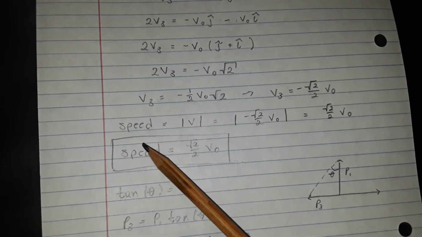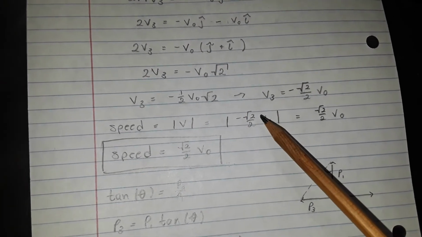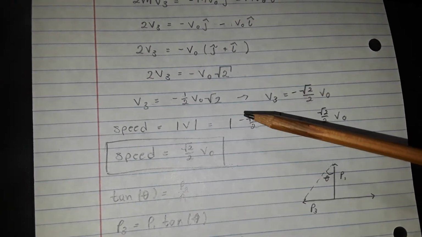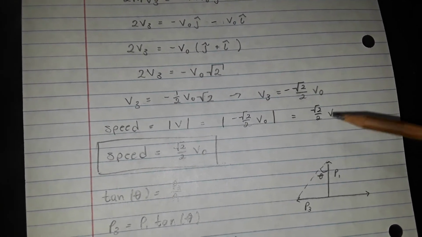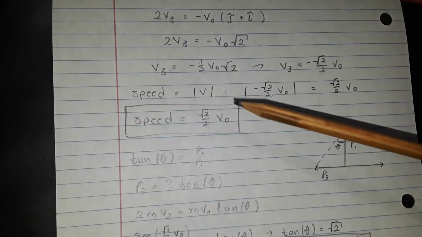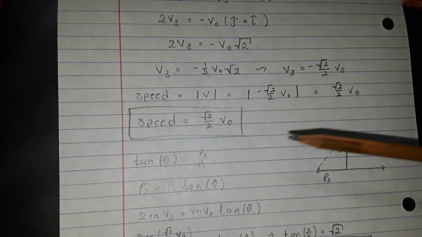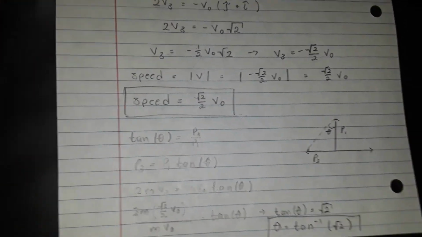So the speed is equivalent to the absolute value of the velocity. We just take the absolute value of this and we get root 2 over 2 v0. So the speed of the third component is just the velocity of the other two guys times the square root of 2 divided by 2. And that's part A.